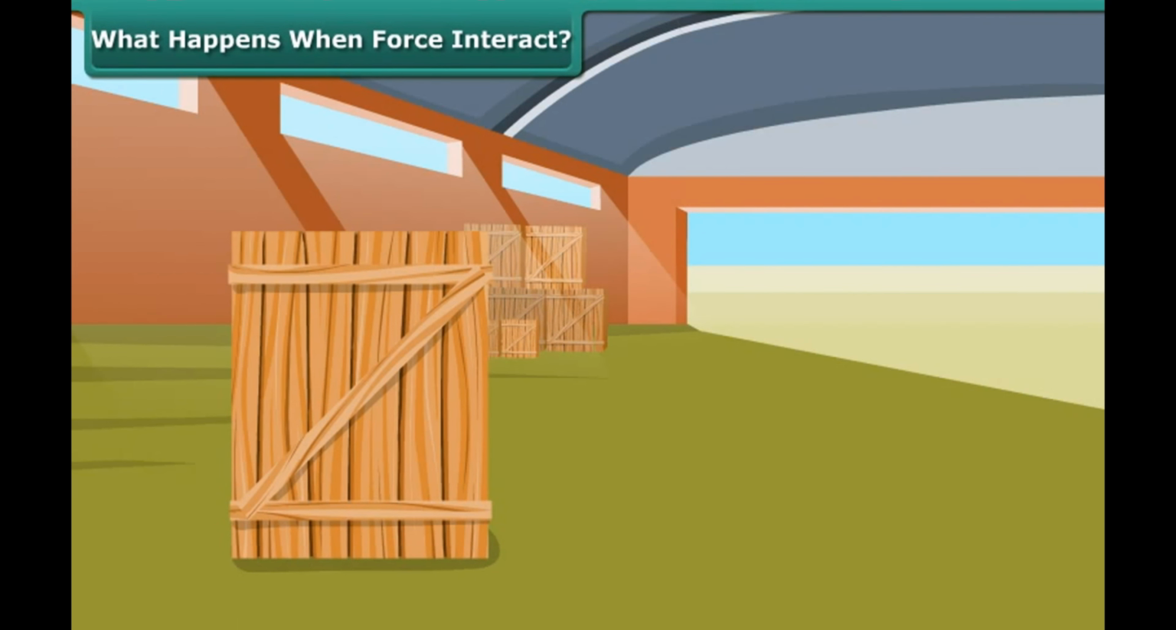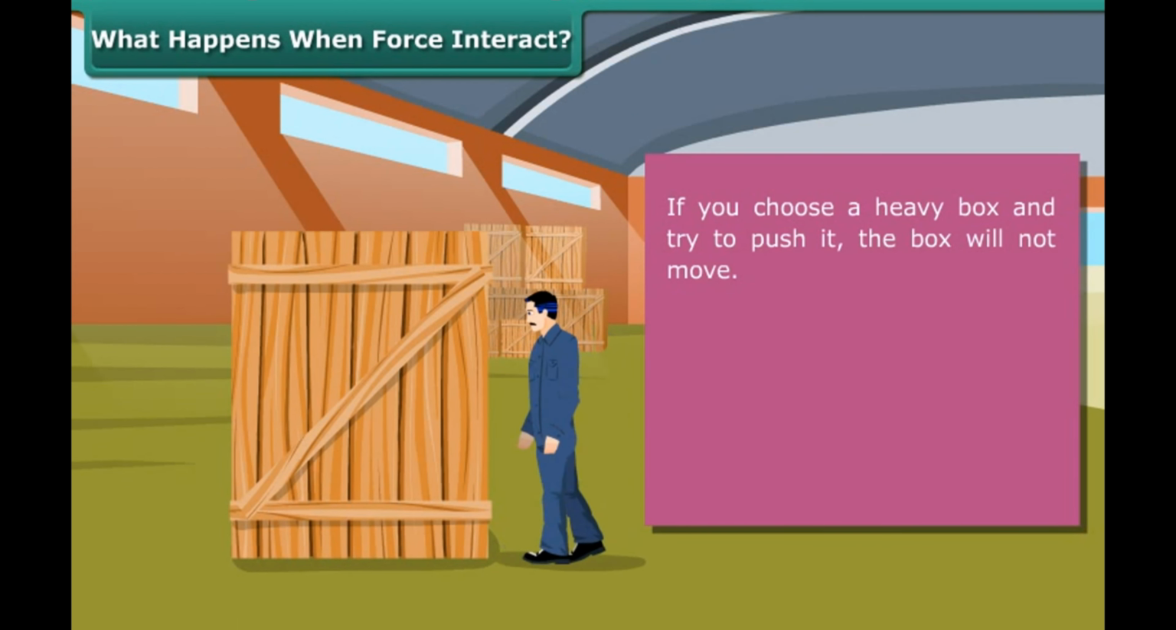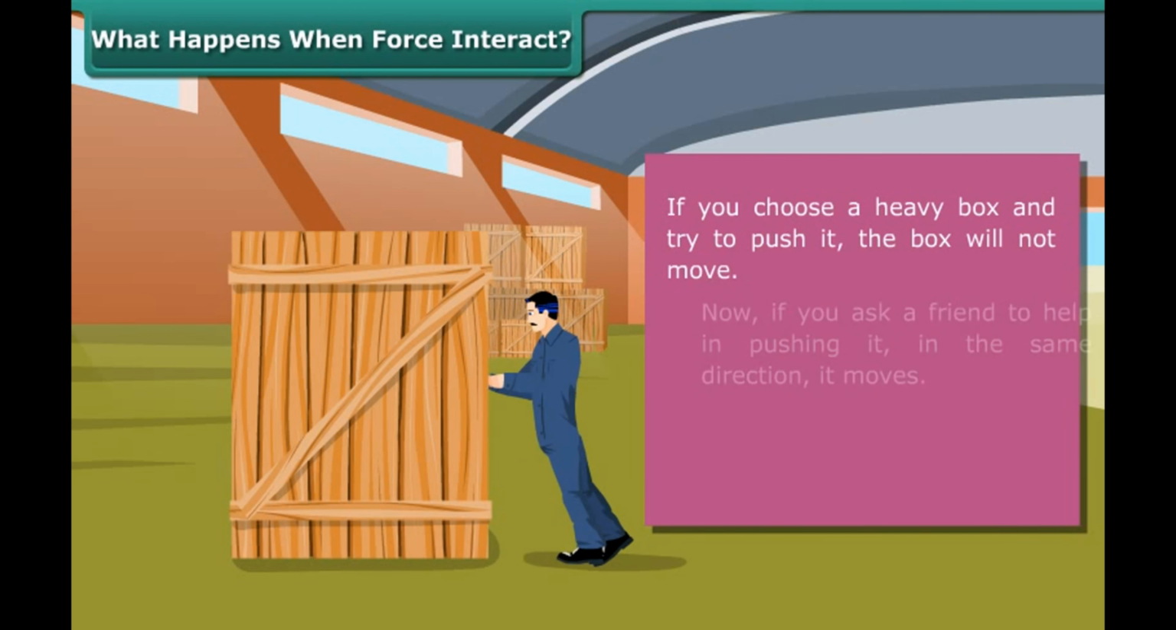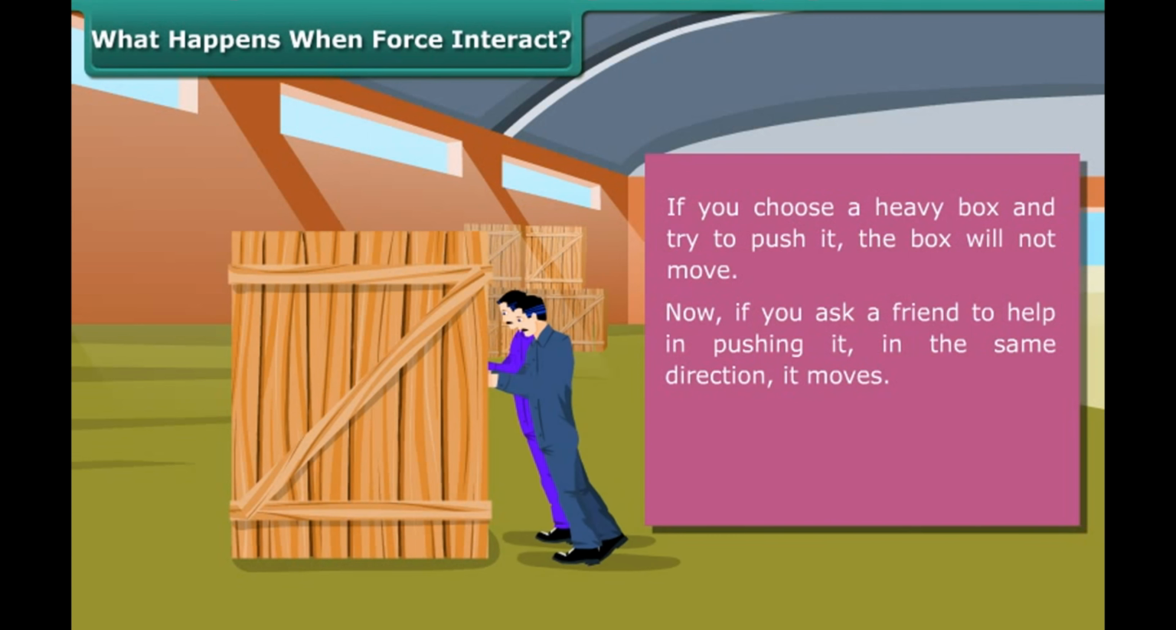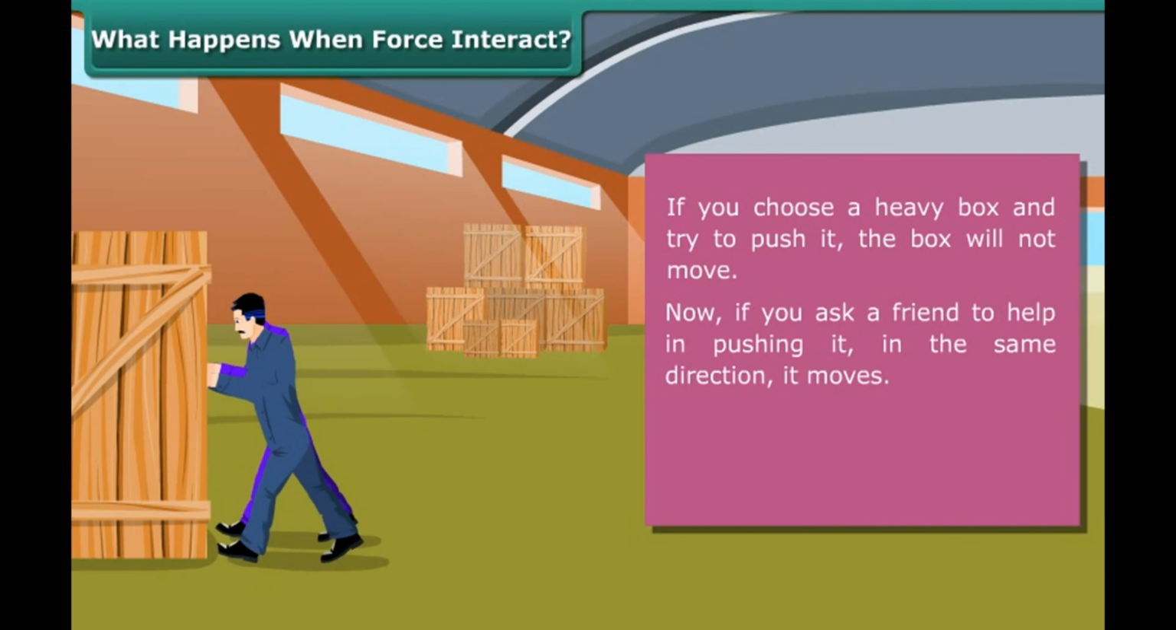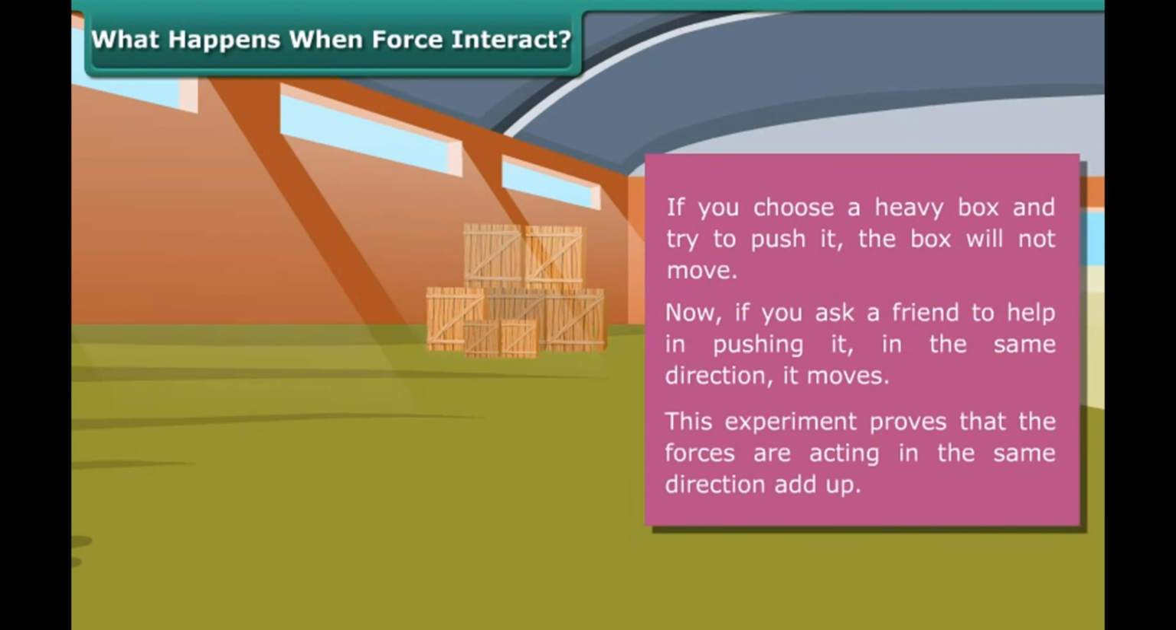What happens when forces interact? If you choose a heavy box and try to push it, the box will not move. Now if you ask a friend to help in pushing it in the same direction, it moves. This experiment proves that forces acting in the same direction add up.